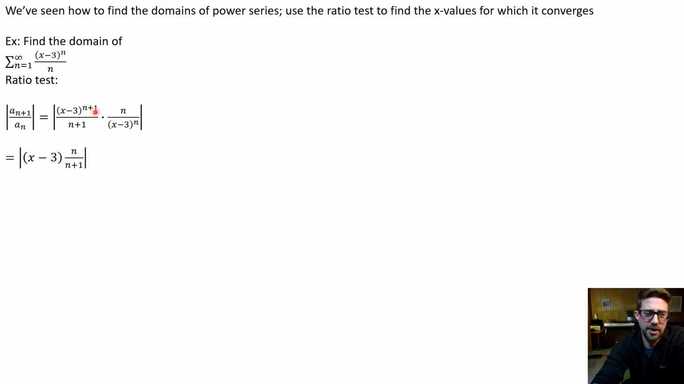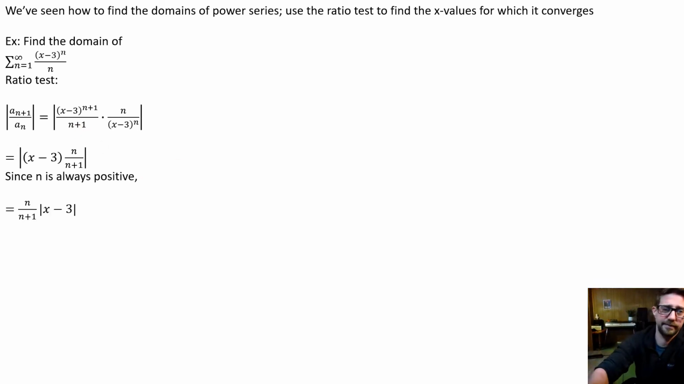So x minus 3 to the n plus 1 over x minus 3 to the n. There's just one factor of x minus 3 in the numerator that survives. And then we have the n survived and the n plus 1 survived. And now we have to think about what absolute values mean. n is always positive. Why is n always positive? Because it just is. Because n is the index of a series. So n goes 1, 2, 3, 4, 5, 6, 7, right? It can never be negative.